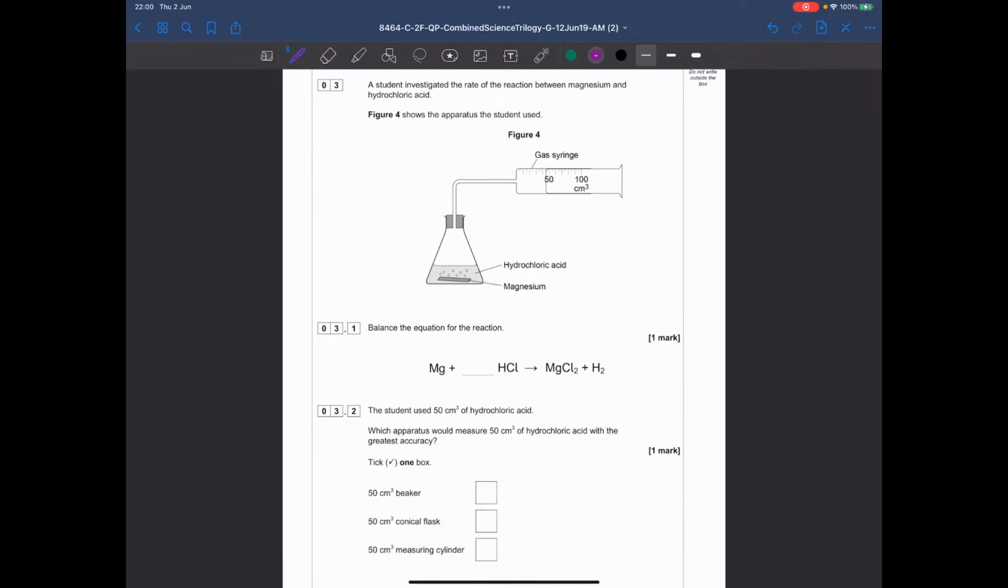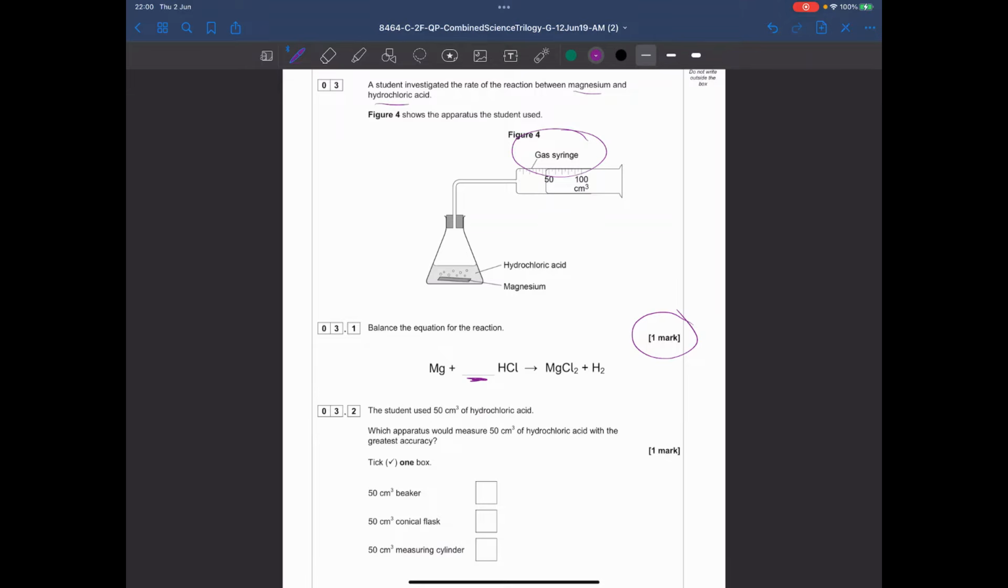Question number 3 then. The student investigated a rate of reaction between magnesium and hydrochloric acid, and it shows the apparatus below, and you're using a gas syringe. So you're measuring how much gas is being made from the reaction. It then says balance the equation for the reaction. It's only 1 mark, and they've given you 1 blank space.